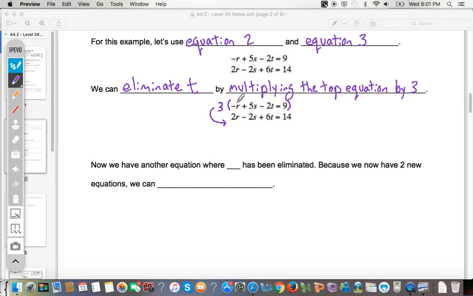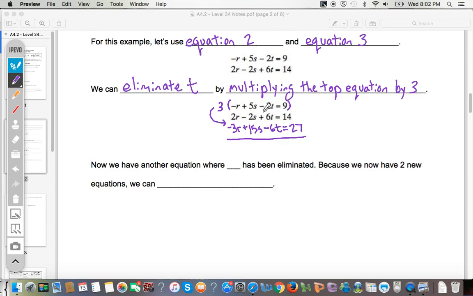Okay, so 3 times negative r is negative 3r. 3 times 5s is a positive 15s. 3 times negative 2t is negative 6t. And 3 times 9, of course, is 27. So there, I've scaled my equation.